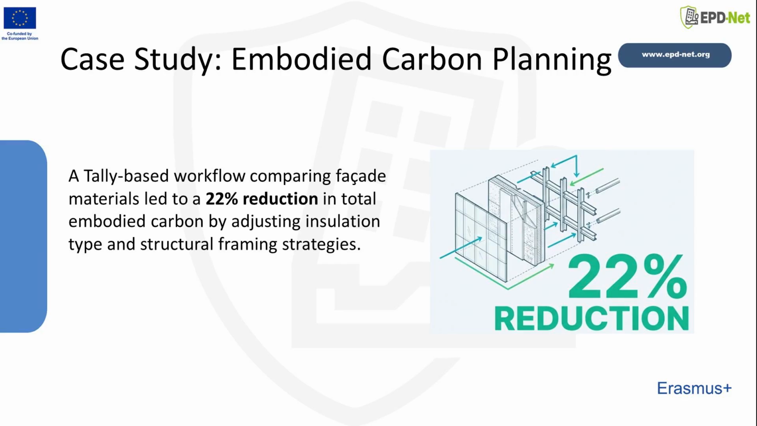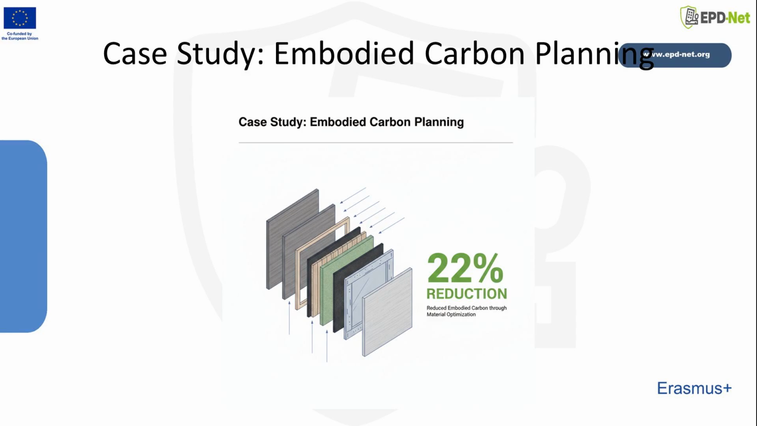In one example, a design team used Revit and Tally to evaluate the embodied carbon of multiple facade assemblies. By adjusting the insulation type, reducing aluminum framing, and implementing bio-based cladding materials, the team achieved a 22% reduction in embodied carbon without compromising performance or aesthetics. The ability to test scenarios directly in BIM accelerated the decision-making process and facilitated transparent communication with clients and regulatory authorities.